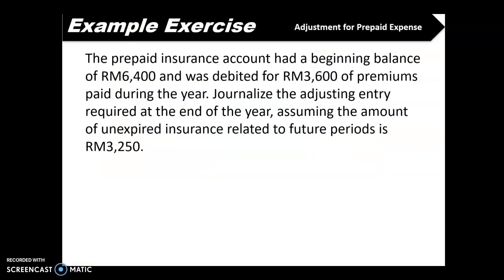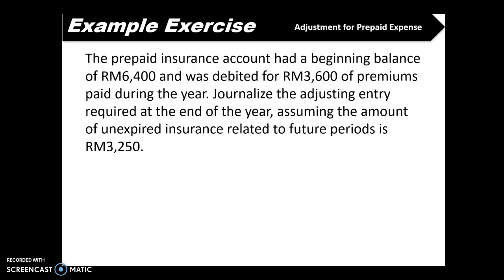So we go on with another example. Prepaid insurance at the beginning is 6,400. Okay, so we have the balance of 6,400 and we paid premium. We renew the insurance for 3,600. Right. So at the end of the year, assuming that the amount unexpired is 3,250.